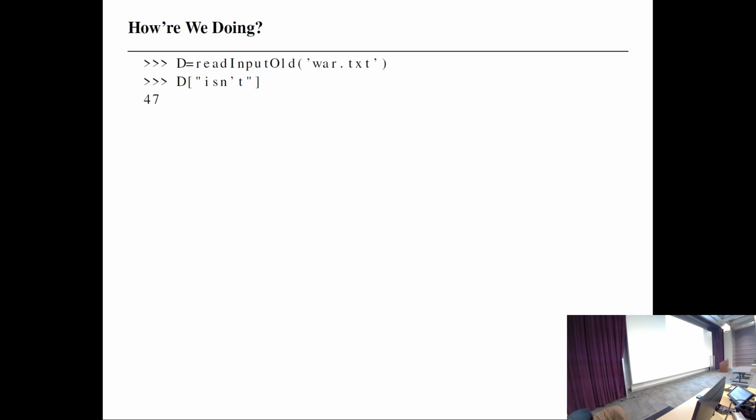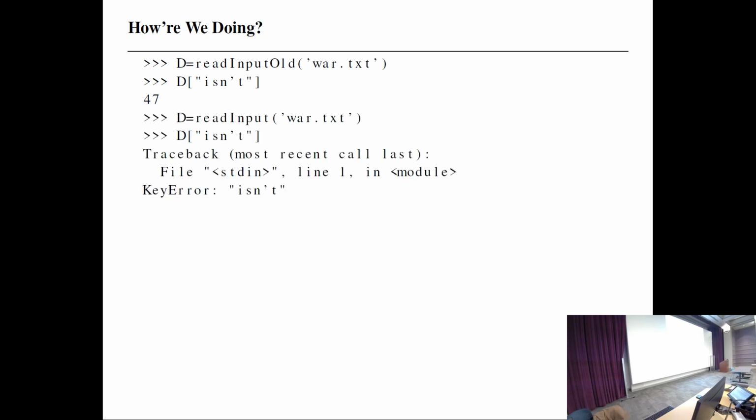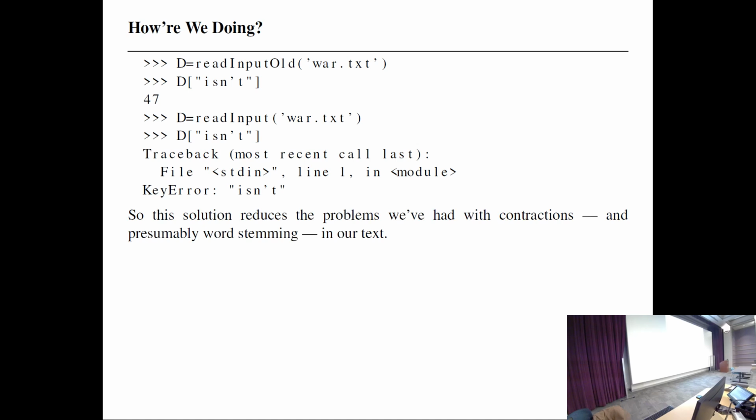Okay, let's see how we do with this. If this is my old input form for War and Peace, when I say look up "isn't", I see there are 47 instances of the word "isn't". If I read them again with my new input, which has the stemmer and handles the contractions, as we said, I get an error because this word no longer appears in War and Peace. We know it becomes "is not", and then "is" is generally dropped by the stop word.